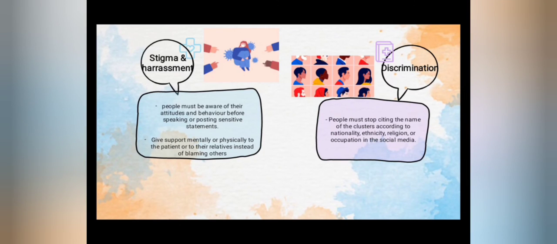This can be avoided when people become aware of their attitudes and behavior before speaking or posting sensitive statements. And also, we should give mental and physical support to the patient or to their relatives instead of blaming others. Last, to avoid discrimination during COVID-19, people must stop citing the names of clusters according to nationality, ethnicity, religion, or occupation in social media.